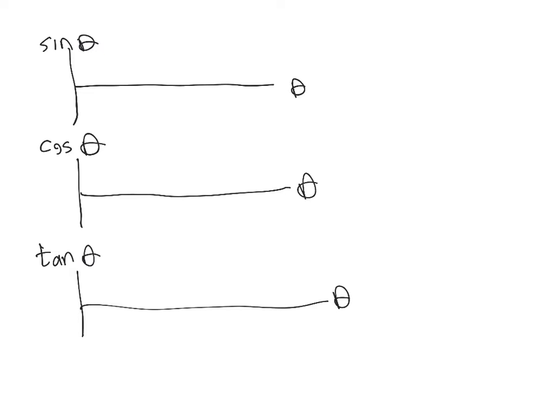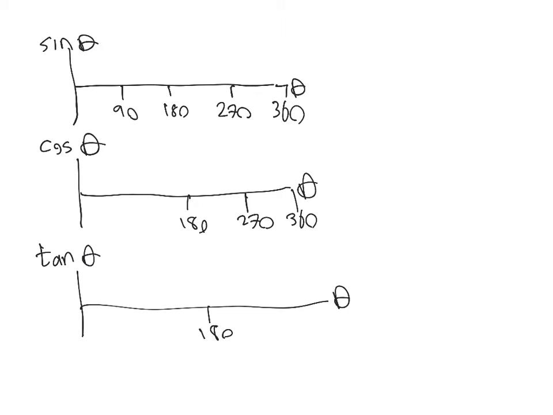Although for right angle triangles we only consider between 0 and 90, if you've done the unit circle video you should remember that we tend to define the periodic functions as a circle, so it's up to 360 degrees. So here's our 90, 180, 270, and 360.